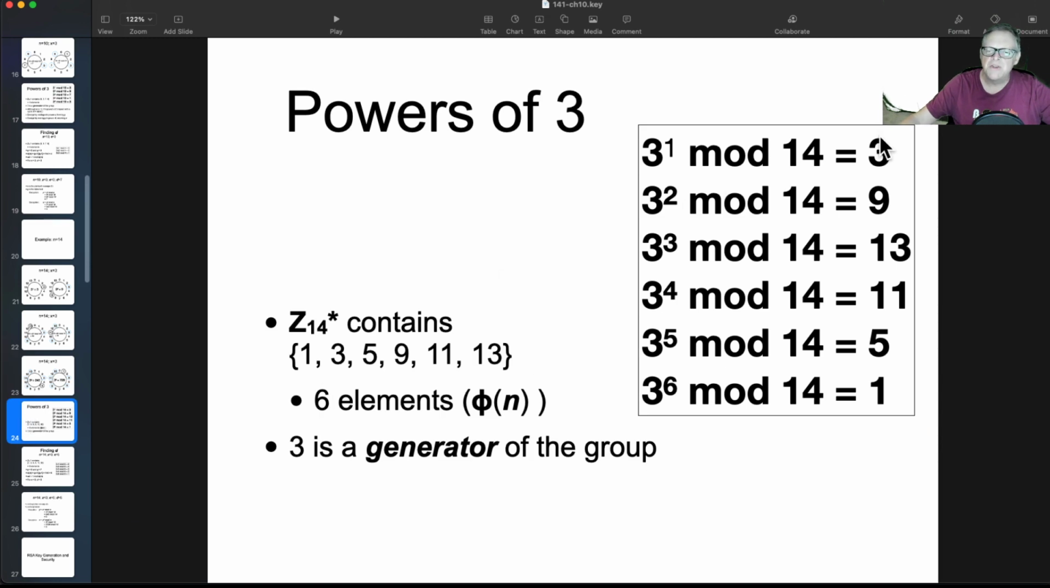So you end up with this: 3, 9, 13, 11, 5, 1. And that is the 6 elements in here. Since 14 is 2 times 7, phi is 1 times 6, so there are 6 elements in the group, and there they are. And you generate all 6 of them by raising any of them. They're all generators. You can take any one of them and raise it to powers, and it will loop through all the other values. 3 is a generator of the group.